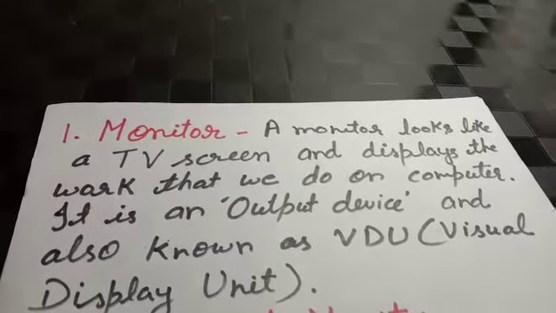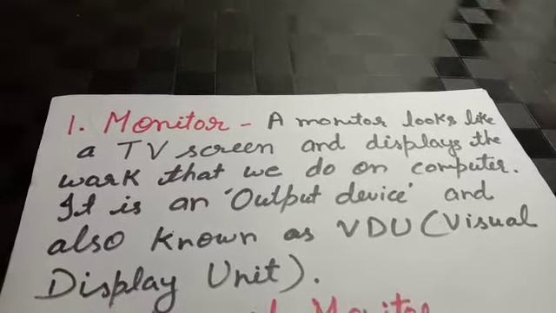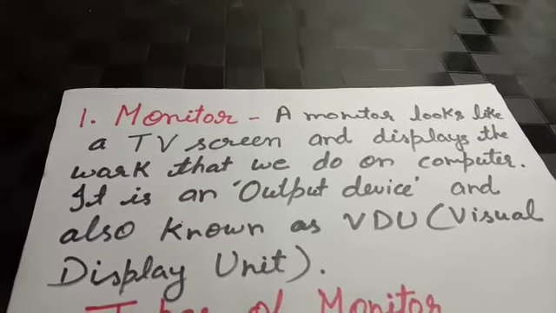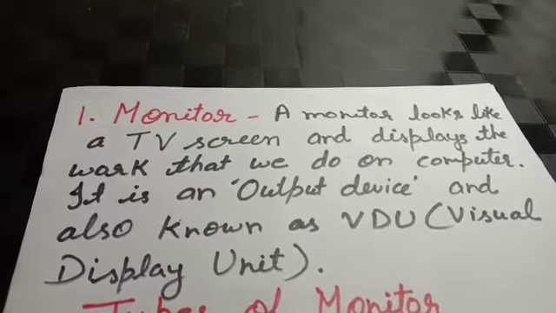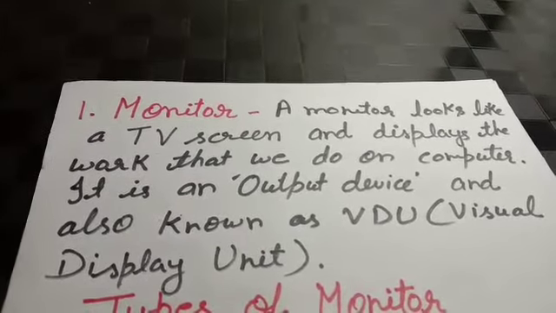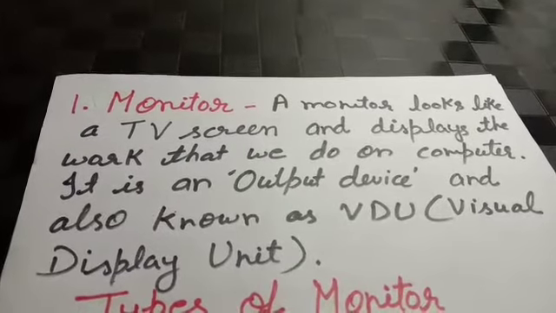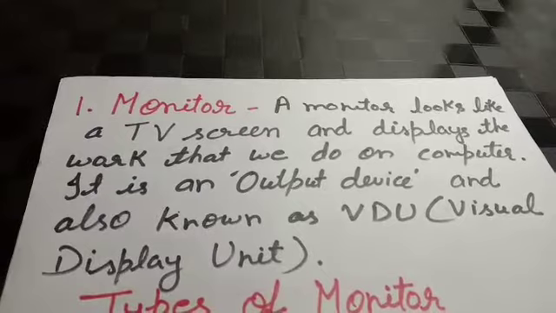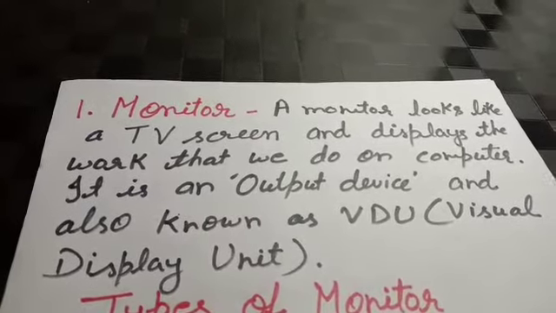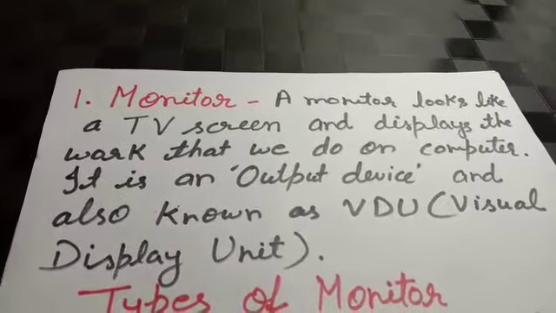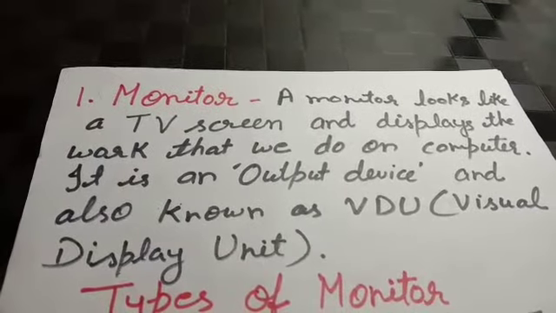Monitor. A monitor looks like a TV screen and displays the work that we do on computer. It is an output device and also known as VDU, Visual Display Unit. It displays the movement of the mouse pointer on the screen. Whatever the work we are doing, that is shown on the screen.